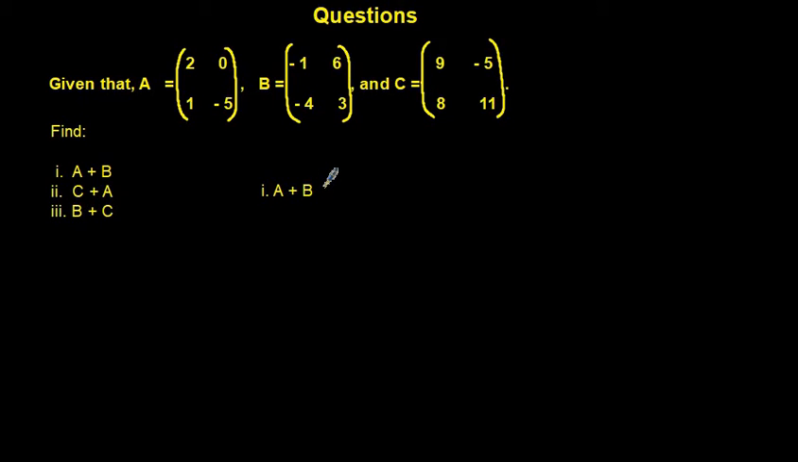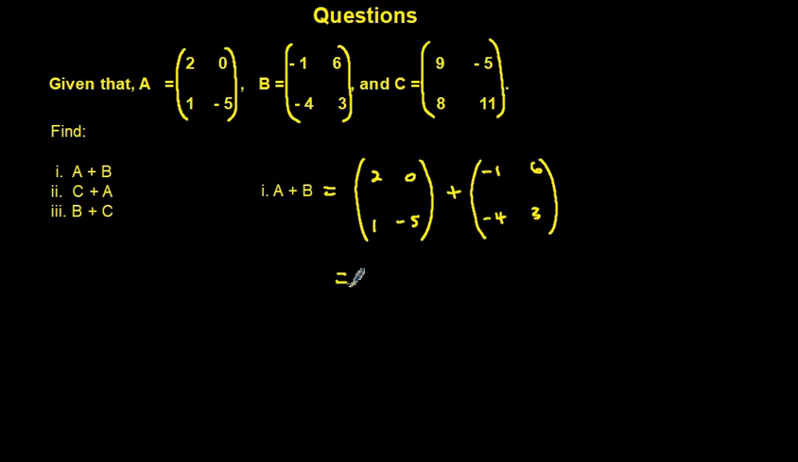So A plus B would be equal to, we have A first, so you go back for matrix A and put it right here. So A is 2, 0, 1, minus 5. So that's A, that's how we set it out. Plus B, what is matrix B? Matrix B is negative 1, 6, negative 4, 3. Remember, we're adding corresponding elements.